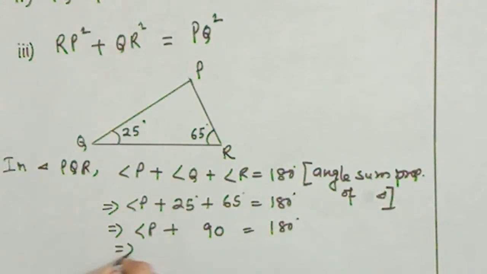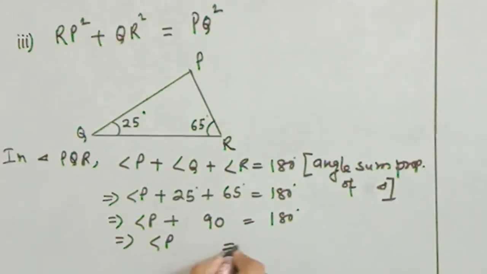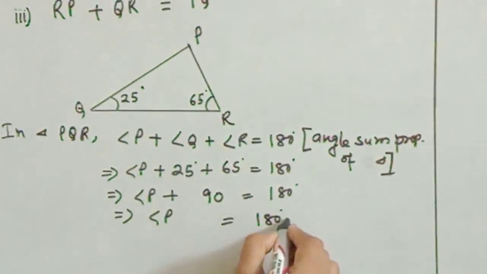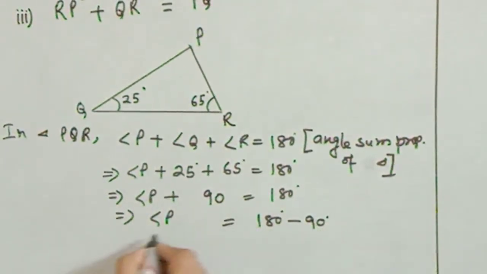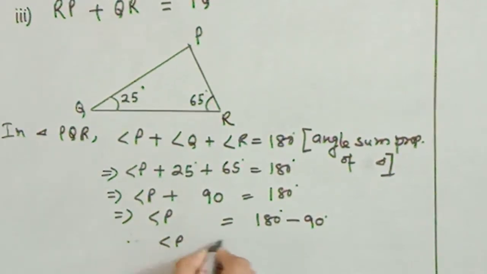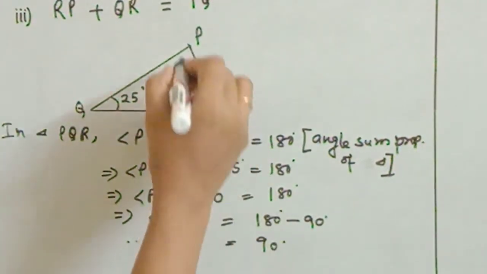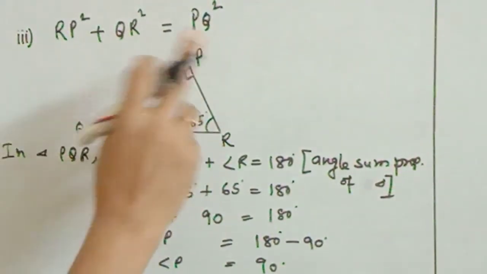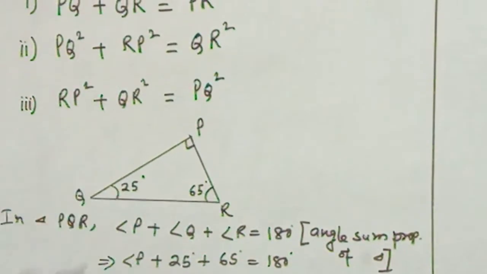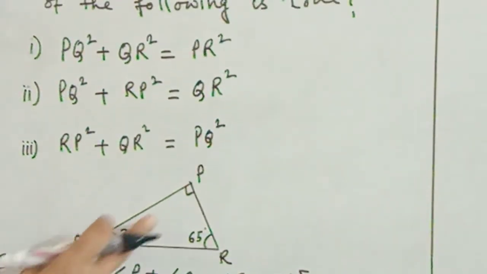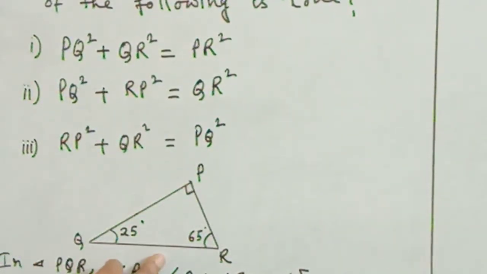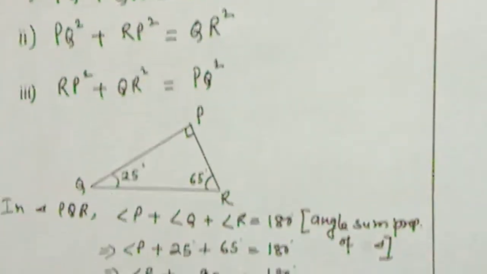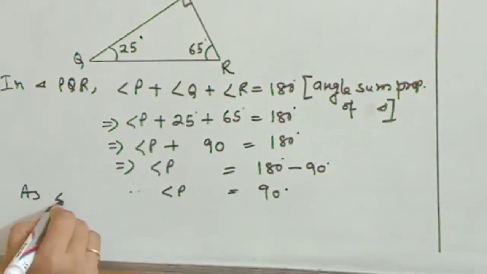To find the value of angle P, use the transposing method. 180 and 90, you will take here 90 degree. Therefore, angle P is equal to 90 degree. So we can say that if angle P is 90 degree, therefore triangle PQR is a right angle triangle. Then which side will be the hypotenuse? The side opposite to the right angle will be the hypotenuse. QR is the hypotenuse.